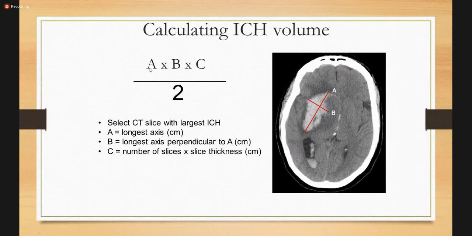You first take the average length, multiply by the number of slices, for example 4, and divide by 2. The answer will be, for example, 8 or 10. That is your hematoma volume.